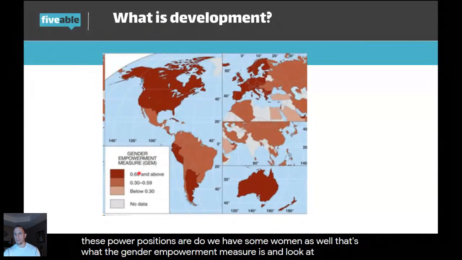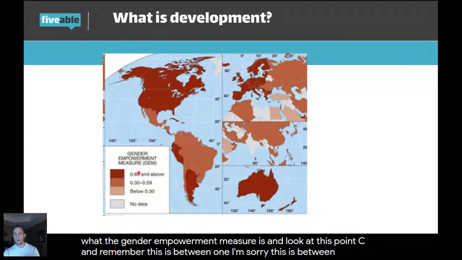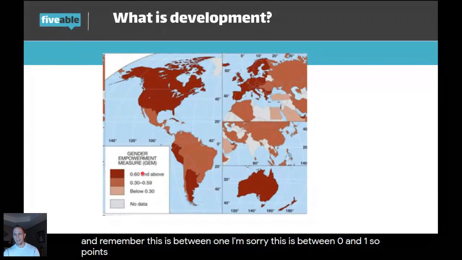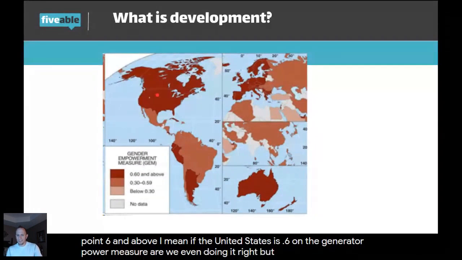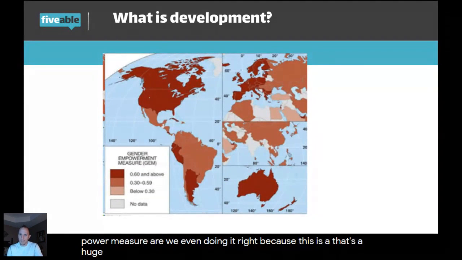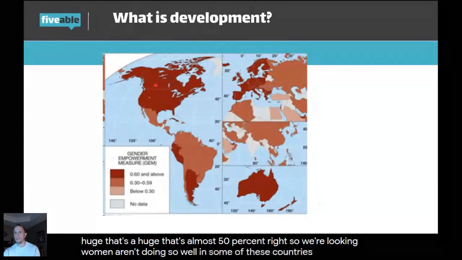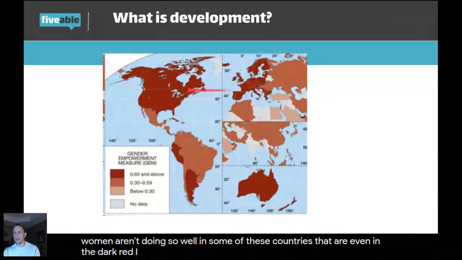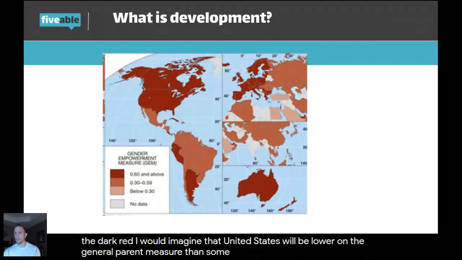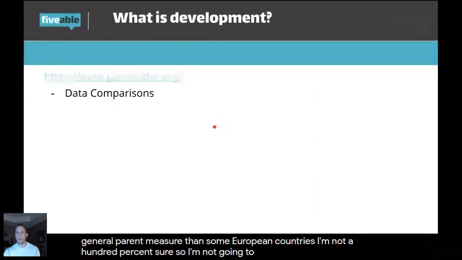And look at this. 0.6, and remember, this is between 0 and 1. So 0.6 and above, I mean, if the United States is 0.6 on the gender empowerment measure, are we even doing it right? Because that's huge, that's almost 50%, right? So we're looking, women aren't doing so well in some of these countries that are even in the dark red. I would imagine that the United States would be lower on the gender empowerment measure than some European countries. I'm not 100% sure, so I'm not going to go with that.